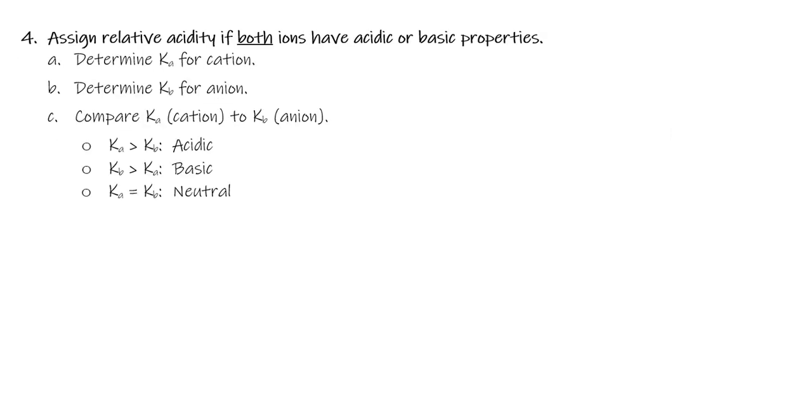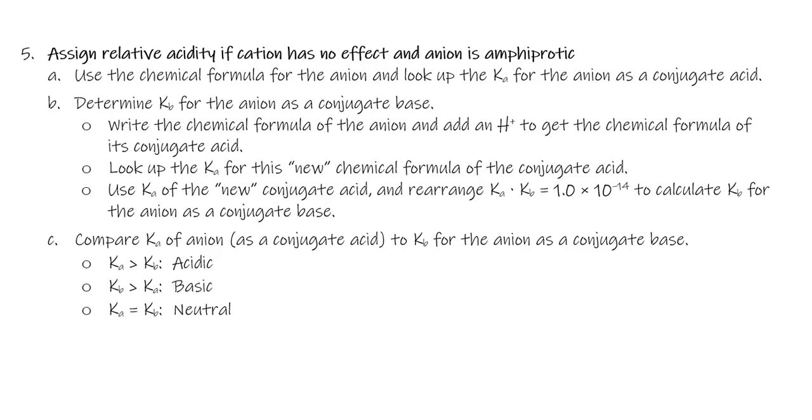If both ions have acid-base properties, then we need to compare the Ka of the cation to the Kb of the anion. The larger equilibrium constant determines whether the solution is acidic or basic. If they're equal, then the solution is neutral. The final situation is if the anion is amphiprotic. Start with the chemical formula for the anion and look up the Ka.